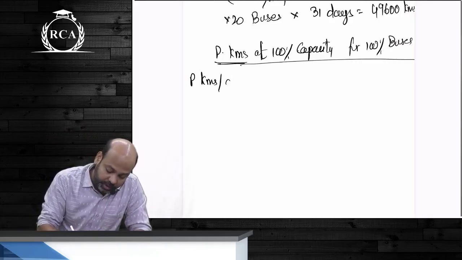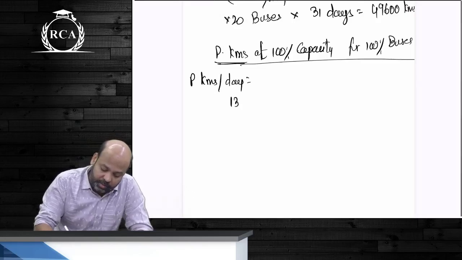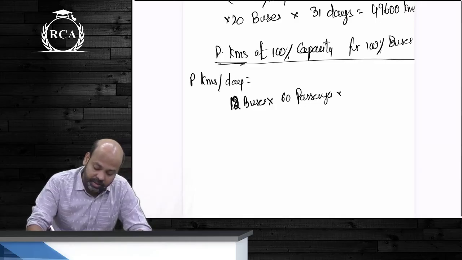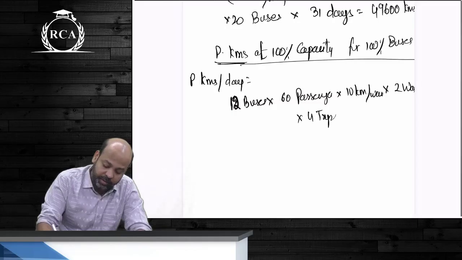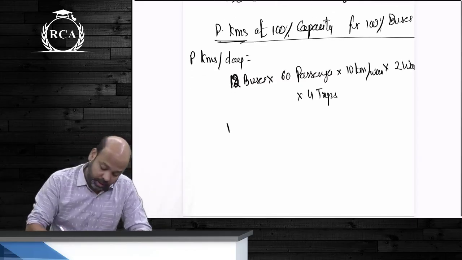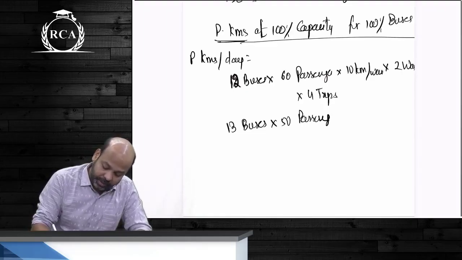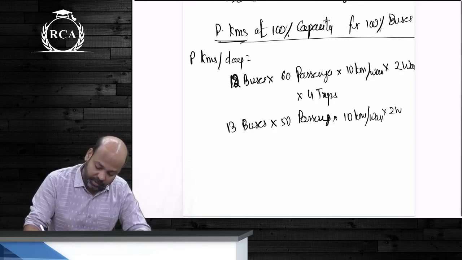Passenger kilometers per day. This is at 100% capacity for 100% buses. So as I told you, beta, for 12 buses first, what are the passengers? 60 passengers. They will be covering 10 kilometers per way into how many ways? 2 ways into 4 trips. Number of buses I have already written, don't multiply again, beta. And those 13 buses multiplied by how many passengers? 50 passengers multiplied by 10 kilometers per way into 2 ways into 4 trips. How much will that be?